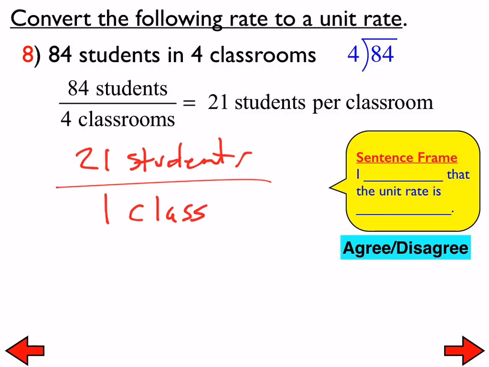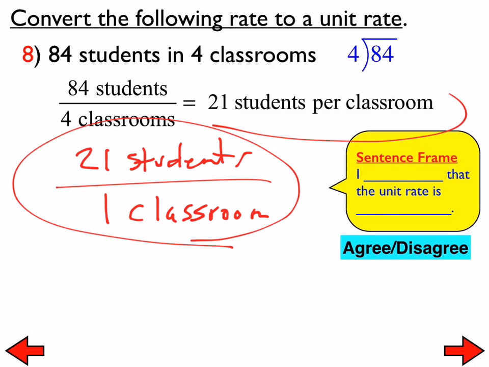And that would be fine. I mean, this means the same thing as this. It doesn't matter to me as long as you write something that tells us truly what the unit rate really is. How many students for 1 classroom, or how many students per 1 classroom or per classroom?